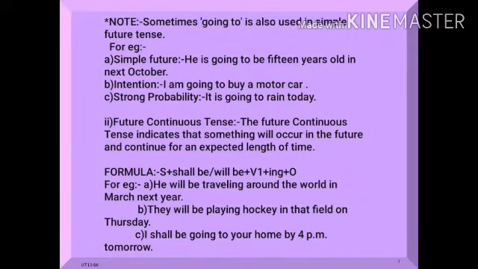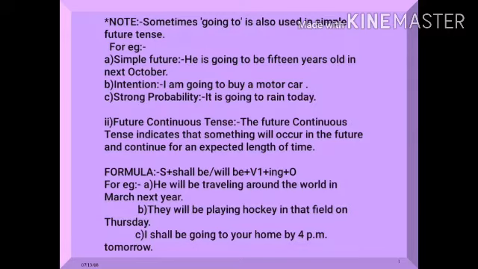Before learning future continuous tense, here I have written one small note you can see. Sometimes going to is also used in simple future tense. So here some examples I have given, you can see. For example, in simple future tense, we can use going to instead of shall or will. So here I have written, you can see, he is going to be 15 years old in next October. That means now he is not 15 years old, but in next October he will be 15 years old. But instead of will, I have written here going to.